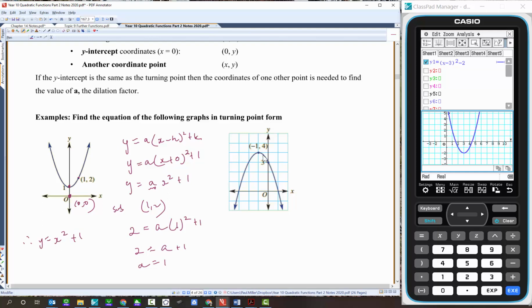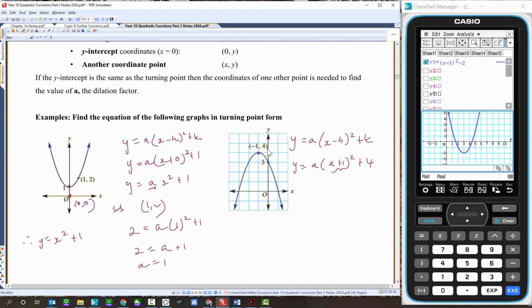All right, let's have a look at this one here. Okay, this is y equals a, x take h all squared plus k. All right, so let's note the turning point. So this parabola here has moved 1 unit to the left and 4 units up. So let's write that as we would: x plus 1 all squared plus 4. Now maybe you're looking at the screen going, oh, but it's 1 to the left, so shouldn't it be negative? No, remember that horizontal translation, that plus 1 there means it's moved 1 unit to the left.